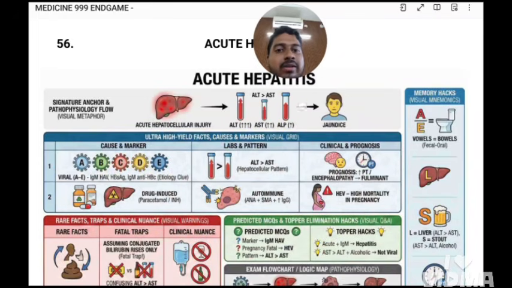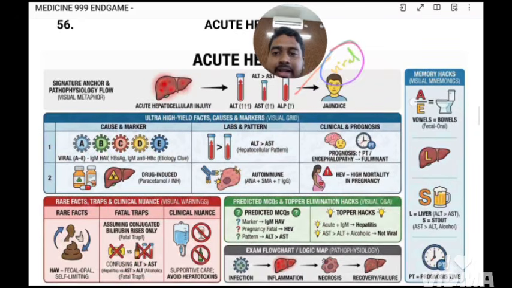But we are talking mainly about viral hepatitis. Okay, acute viral hepatitis. So which is the most common virus? Yes, most common is HAV virus. Okay, hepatitis A virus in children, and hepatitis E virus is most common in adults and in pregnancy.